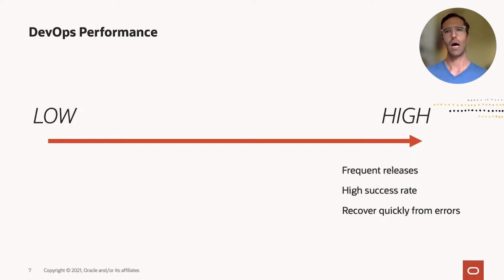DevOps high performance means that customers are able to release more frequently and with confidence. So there isn't that trade-off: you're able to automate your delivery and your deployment, and you do it with confidence that you're not causing an issue in production. So you have fewer errors, but a high success rate. And if there is an error, you can recover from it quickly. That combination of capabilities really led teams to high performance.